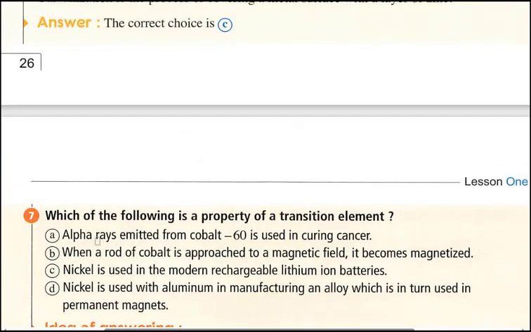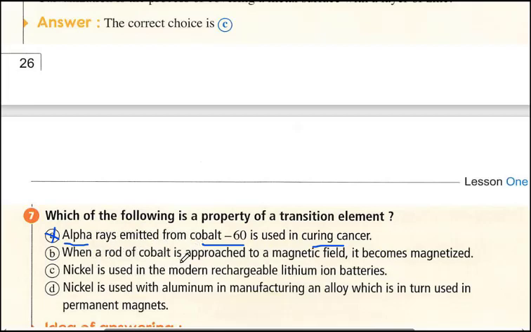Another example here. Which of the following is a property of a transition element? Alpha rays emitted from cobalt-60 are used in curing cancer. Yes, something produced from cobalt-60 is used in curing cancer. This is correct, but the thing which is emitted from cobalt-60 is gamma, not alpha. So it is not correct. It is gamma that is emitted from cobalt-60.